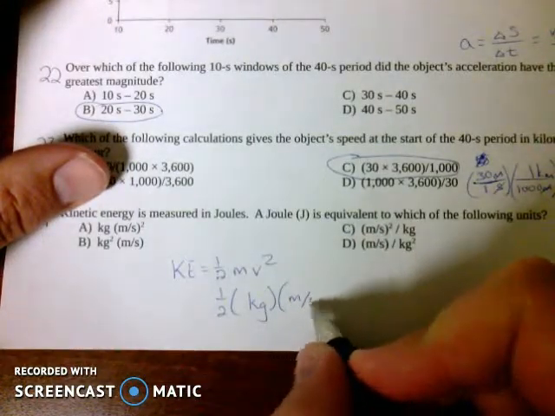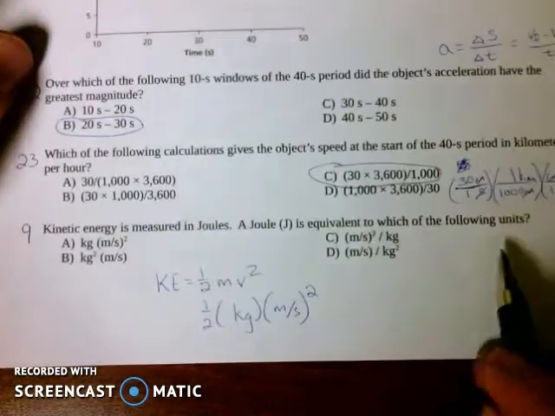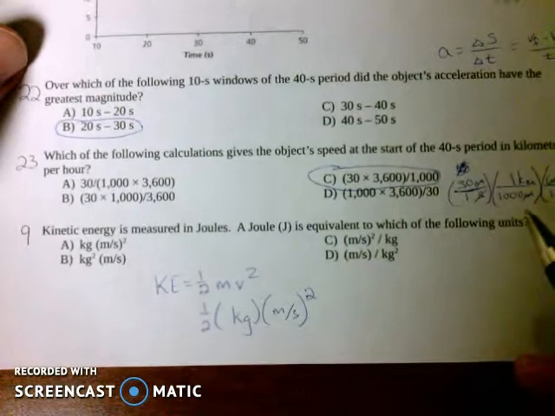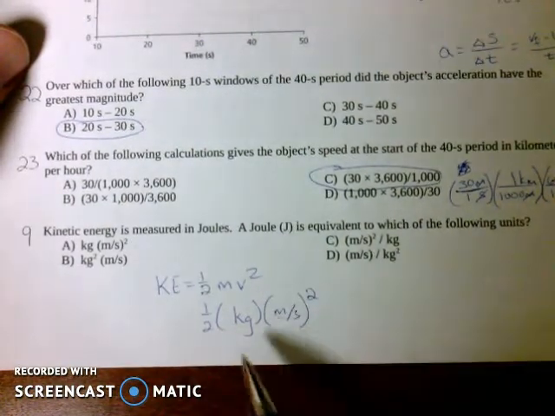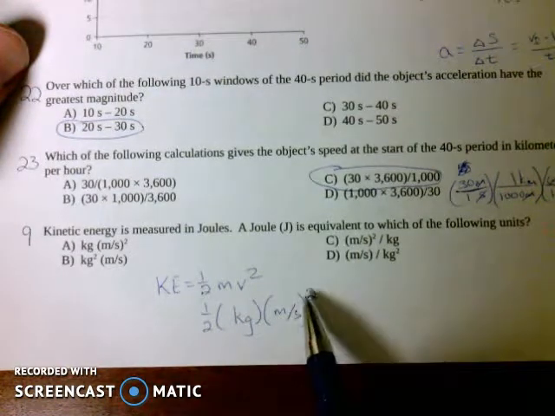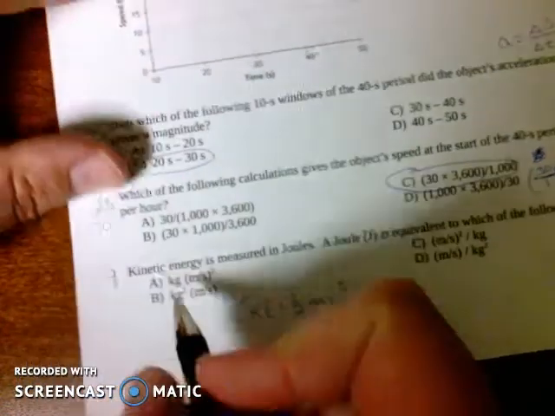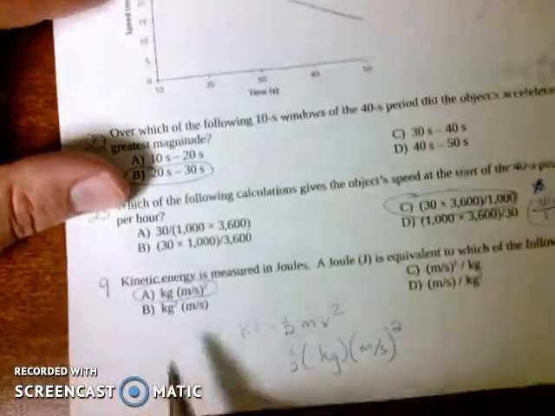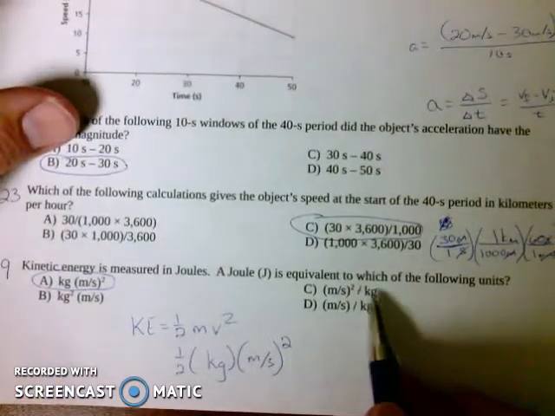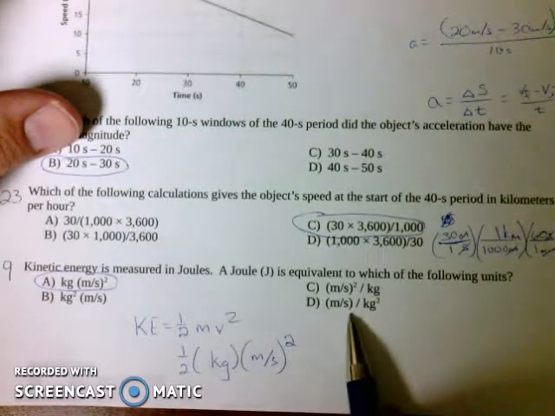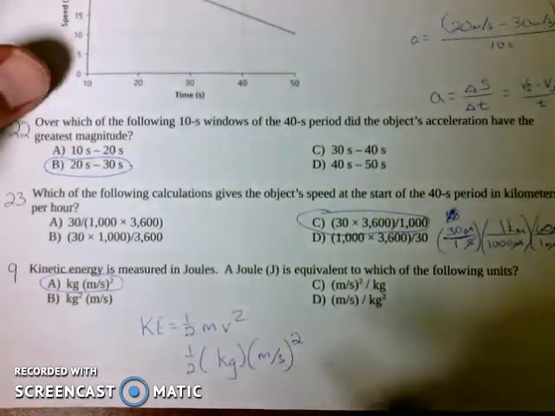Meters per second, and this quantity is squared. We're only looking at the units. We don't care about the actual numbers. We're not given a mass or a speed. So the unit is going to be kilograms times meters squared over seconds squared, or this one right here, A. That one has kilograms squared times meters per second. This one has meters per second squared divided by kilograms, and this one is meters per second divided by kilograms squared. So B, C, and D are obviously wrong.